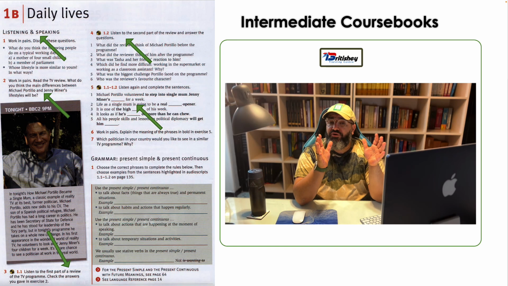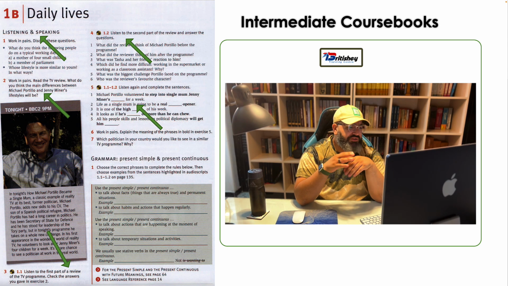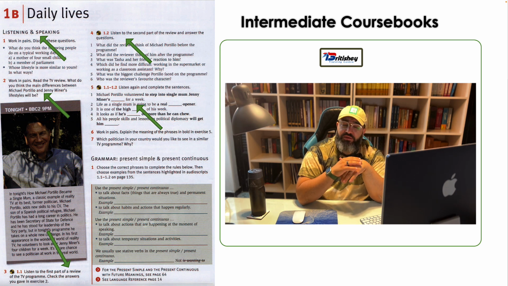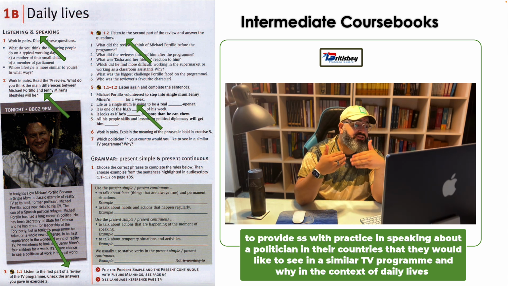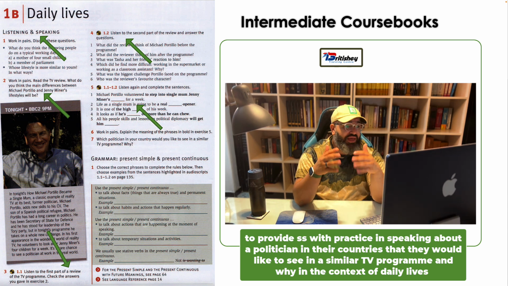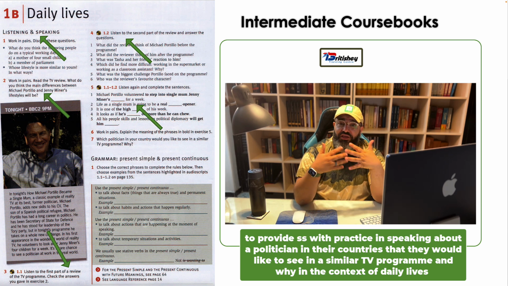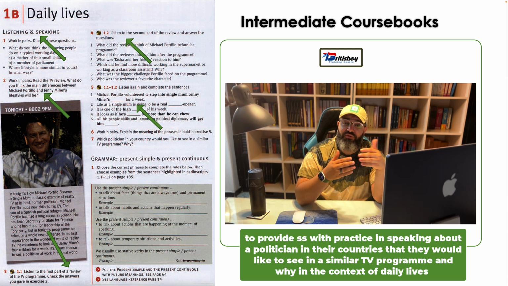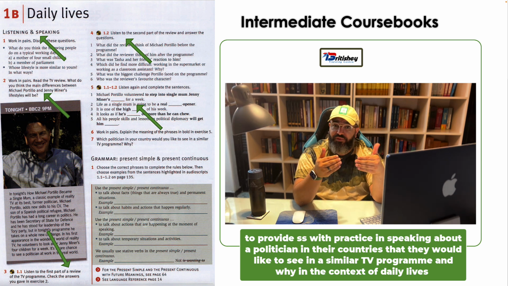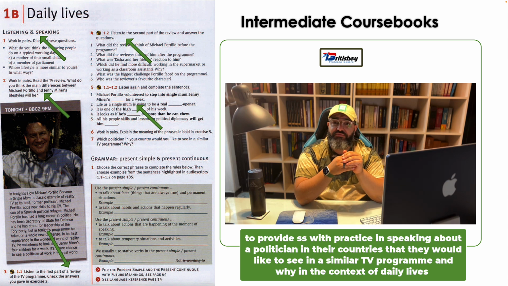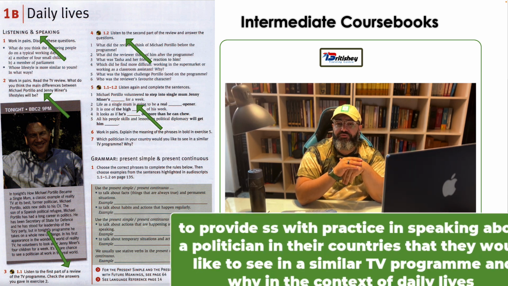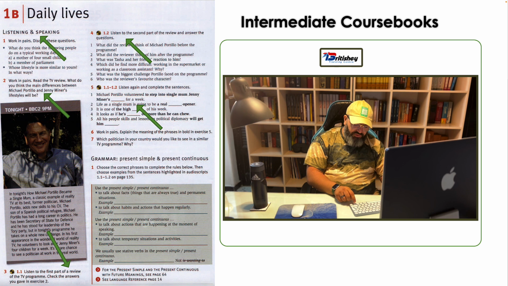Okay. Now let's go to the sub-aim here, and the sub-aim here is speaking. So how do we write it? We will say to provide the students with practice in speaking about a politician in their countries that they would like to see in a similar TV program, and why, in the context of daily lives. Very specific again. Now let's go to grammar.